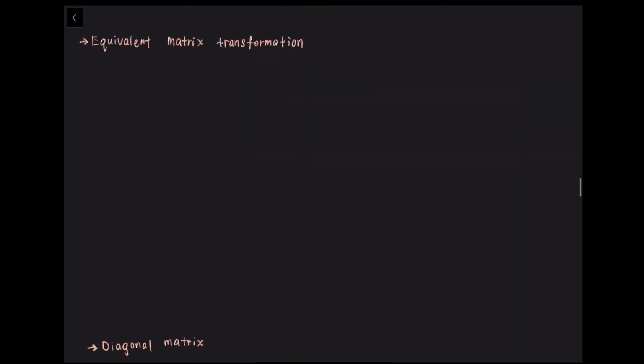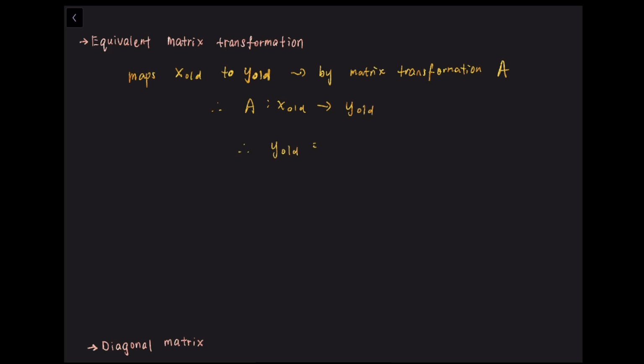Now consider a matrix transformation A with respect to the standard basis, which maps the vector x old to y old. Thus, A x old becomes y old, which can also be written as y old equals A times x old. If, for example, the matrix transformation A is given by [6, -4; 3, -1], it is rather difficult to give a geometric interpretation of the effect of the transformation.